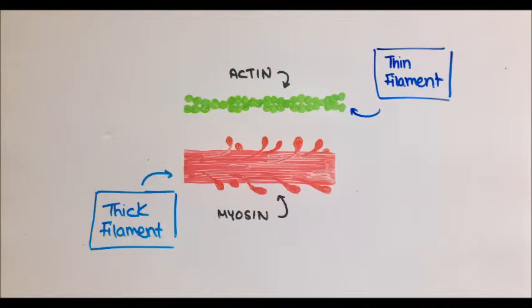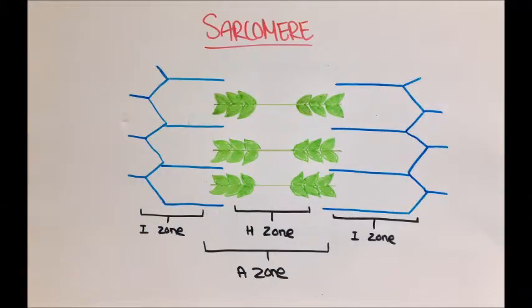Oh, actin, how lonely you are without your lover. Making up the thin strands of the thin filaments within the I bands of a sarcomere, it is the portion of a sarcomere that changes in length.